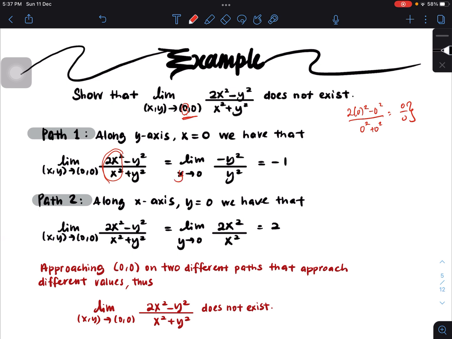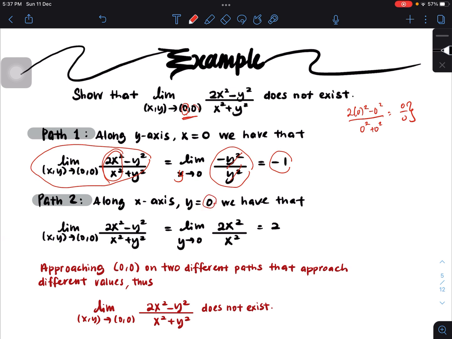Okay, now you want to find the limit of this function, but this function can be simplified. It will be equal to negative 1, which means that the limit of this when x approaches 0 is equal to negative 1. Okay, and then we find the limit when the value of y equals 0.